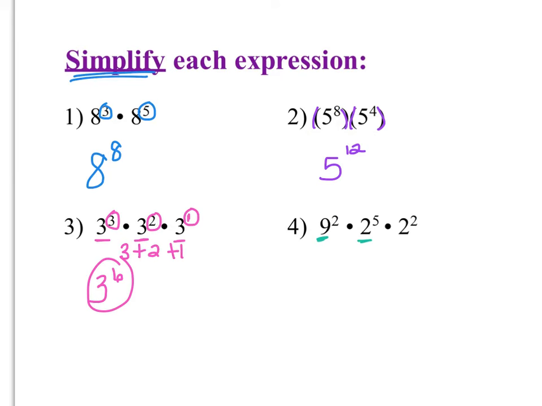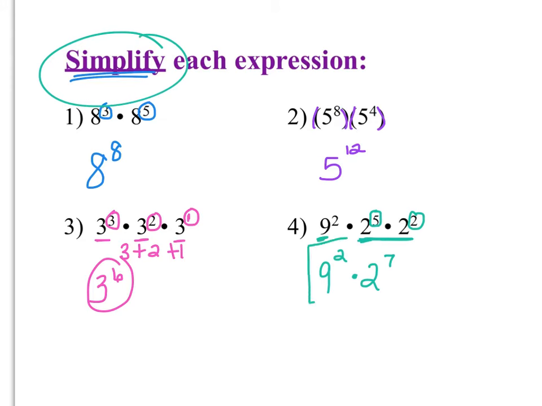I have no other base of 9, therefore 9 to the 2nd power is going to stay just 9 to the 2nd power. I can't combine it with my bases of 2. However, 2 to the 5th times 2 to the 2nd, I can combine because they have the same base of 2. So that's going to be my base of 2, and I'm going to add my exponents. 5 plus 2 gives me 7. That is my simplified answer.